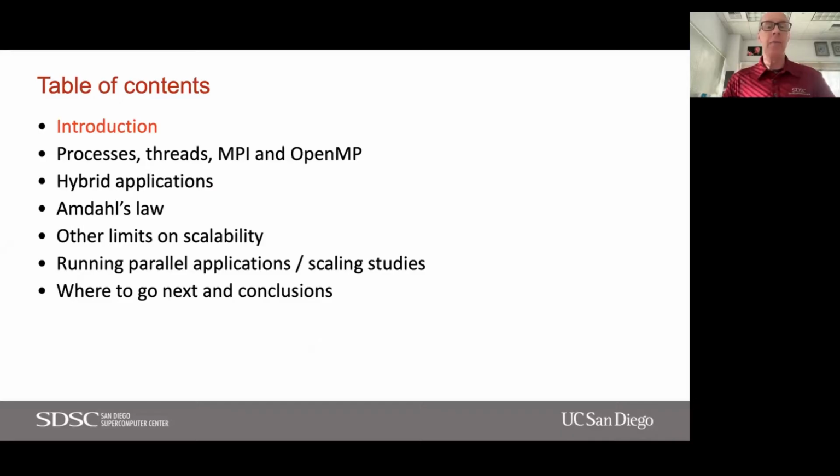So with that, I'm going to jump into my presentation, start off with a little bit of an introduction. We're then going to go over processes, threads, MPI, and OpenMP, hybrid applications, Amdahl's law, other limits on the scalability of your applications, running parallel applications, and doing what we call a scaling study, and where to go next for more information.